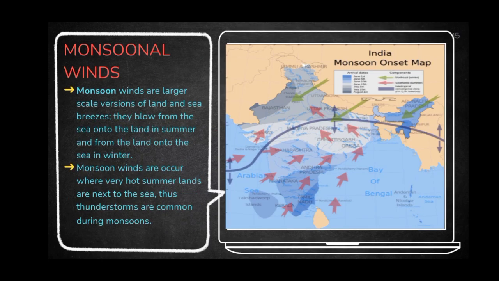Monsoonal winds. Monsoon winds are larger-scale versions of land and sea breezes. They blow from the sea onto the land in summer and from the land onto the sea in winter. Monsoon winds occur where very hot summer lands are next to the sea. Thunderstorms are very common during monsoons.